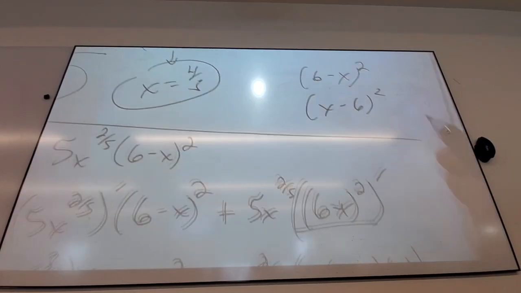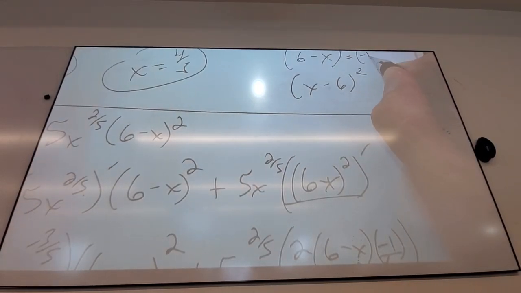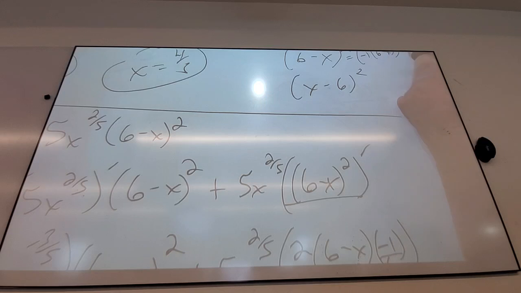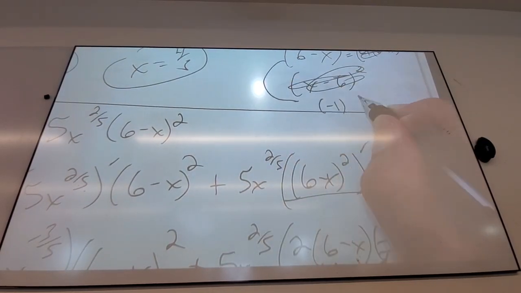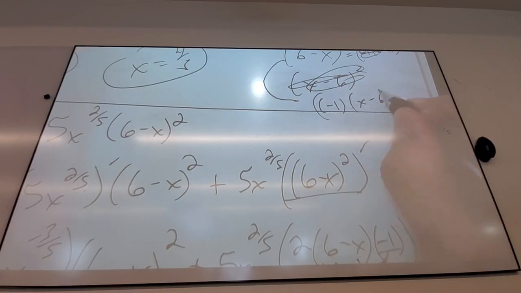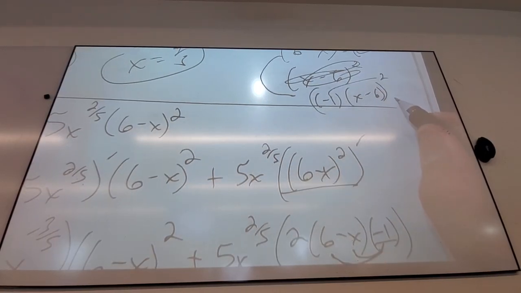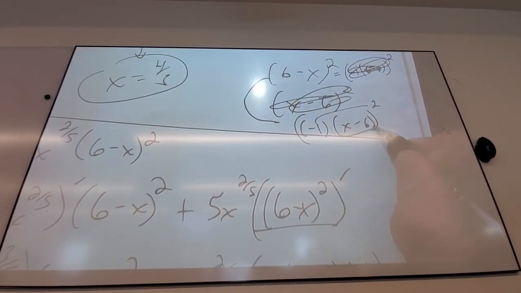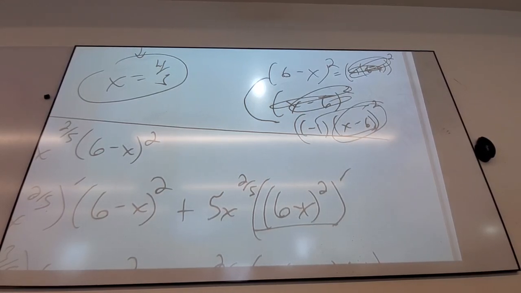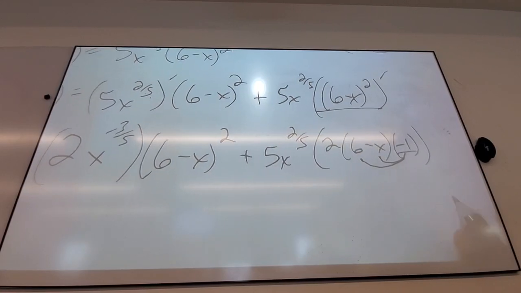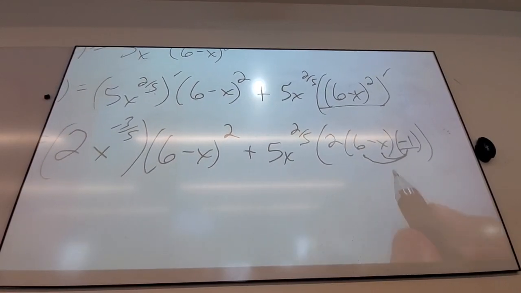In fact, if you really want to get pedantic about it, take a -1 out. What's -1 squared? 1. So then I just get x minus 6 squared. So they're the same thing. Okay, sorry, complete side note. Don't worry about it at all if you have no idea what I just said. You're fine. But let me just leave this like this.